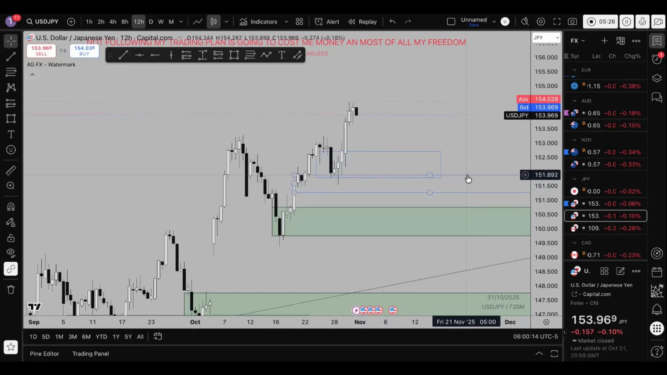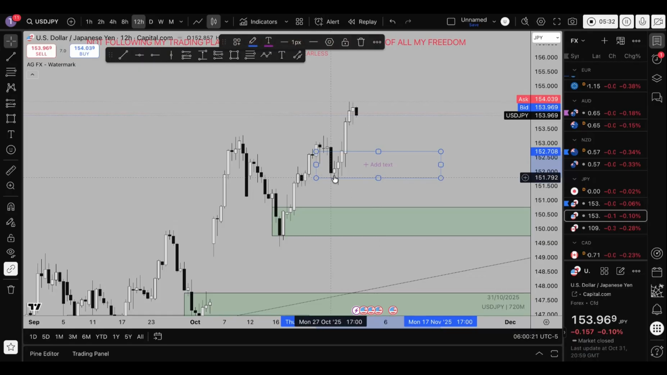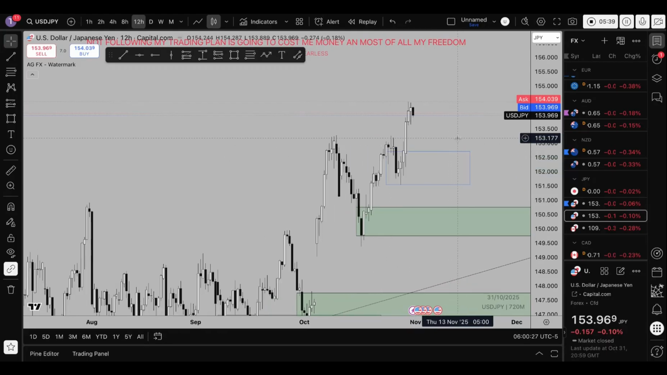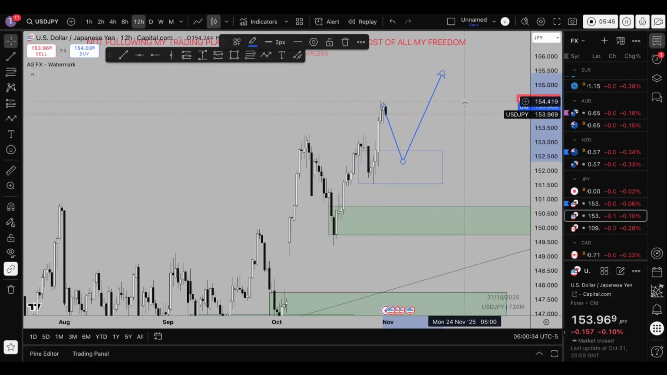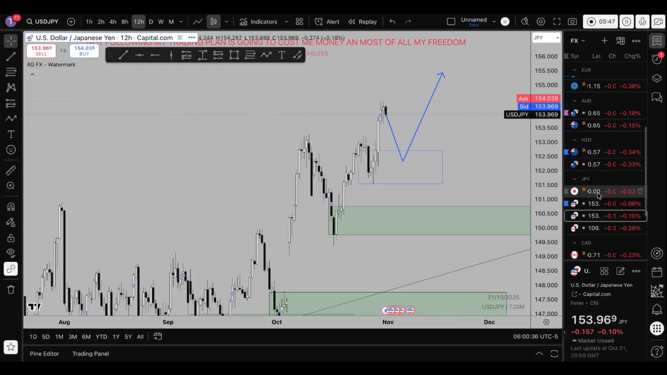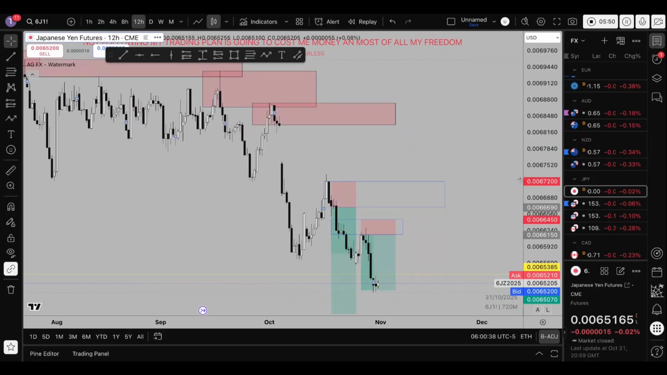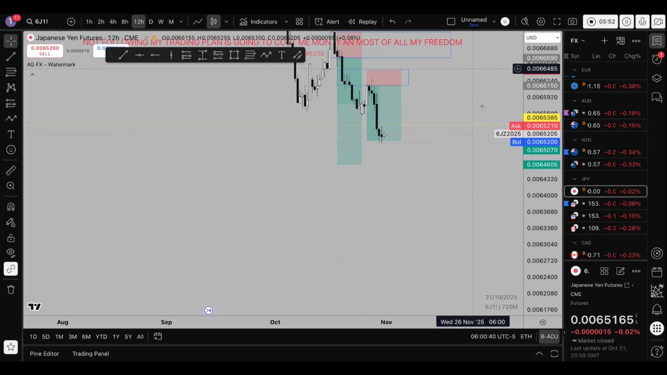Just remove these. So you could probably bring stops here at this last sell candle if you want to save on some risk, or just keep it here to be safe. So price coming from here down to here and continue running. But this would be based on JPY, so I'm looking at JPY.